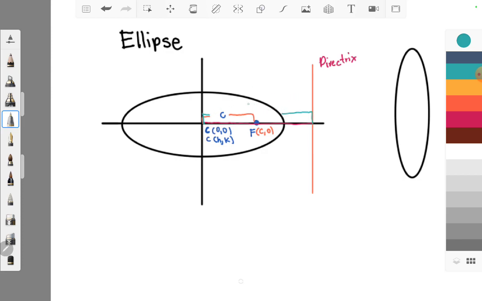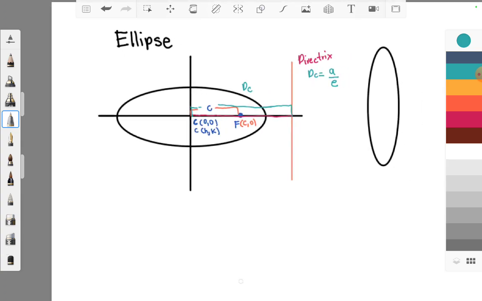So the fixed distance, let's call this the distance from the center, DC, is a over e. And what is our e? Our e is the eccentricity of the conic section, which is the ellipse. So e, in all conic sections, is normally c over a. Take note that eccentricity is the measure of how much deviation of the curve has occurred.